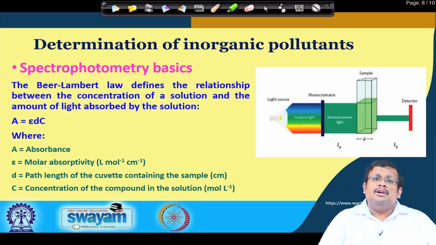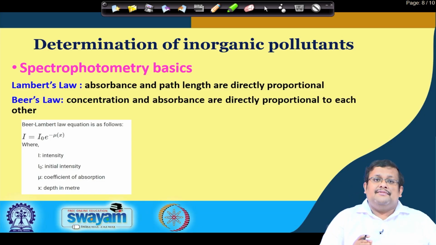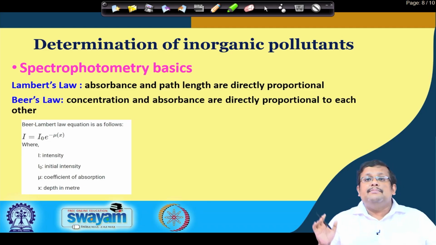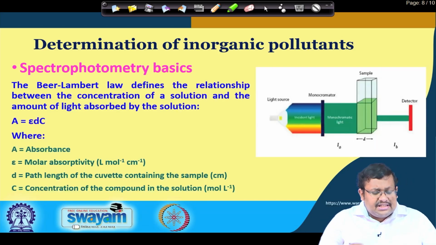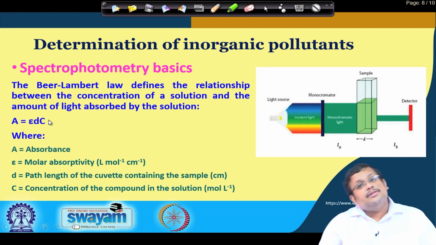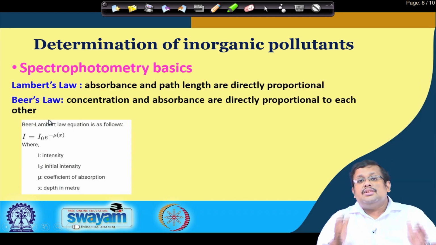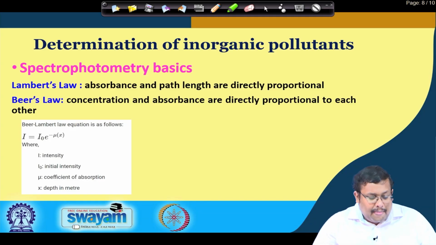So, this is the basic form of Beer-Lambert's law. So, what is Beer-Lambert's law? In simplified form, Lambert's law says absorbance and path length are directly proportional to each other, and Beer's law says concentration and absorbance are directly proportional to each other. So, these are basically two laws and we are combining them together to form Beer-Lambert's law.